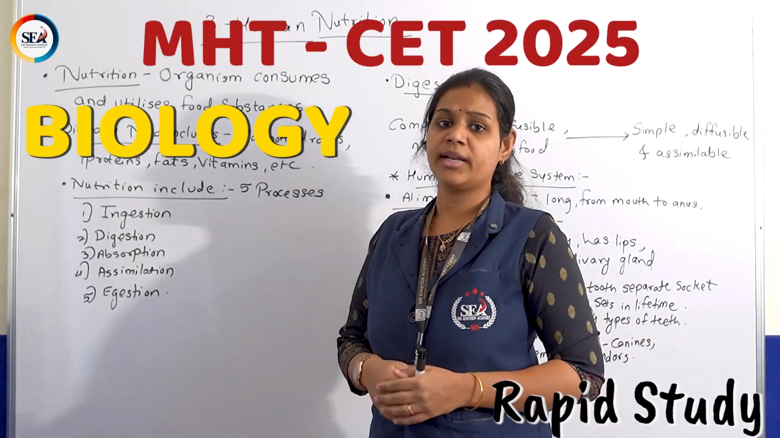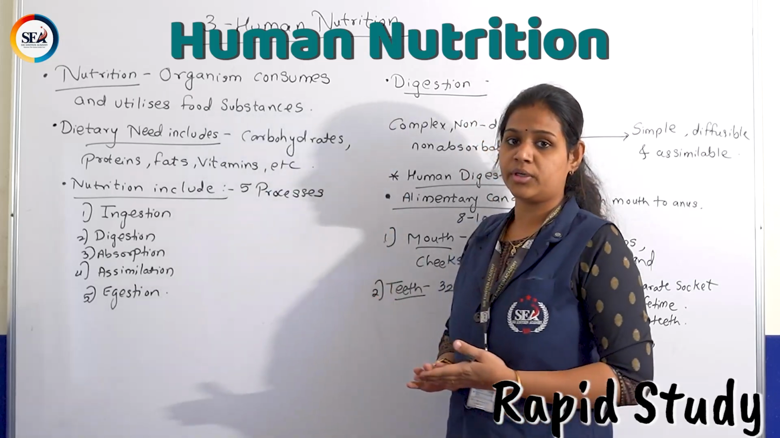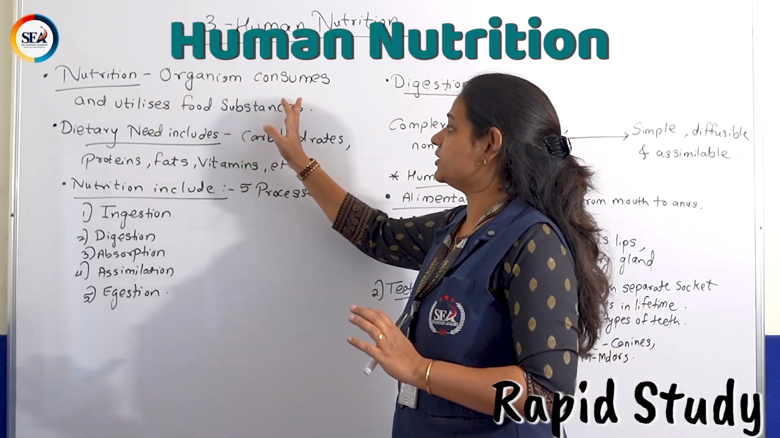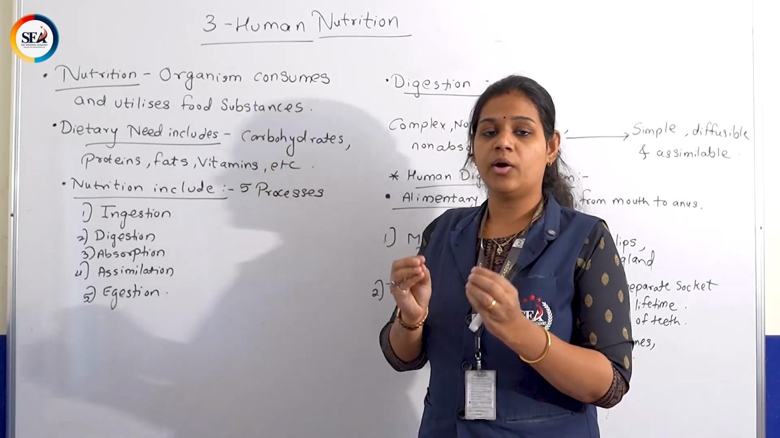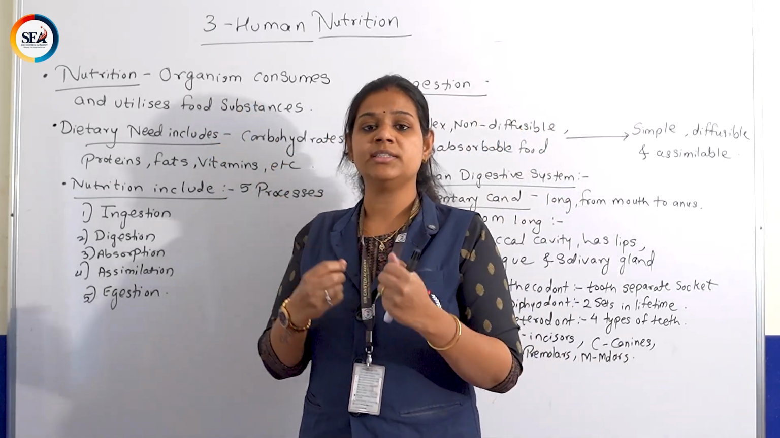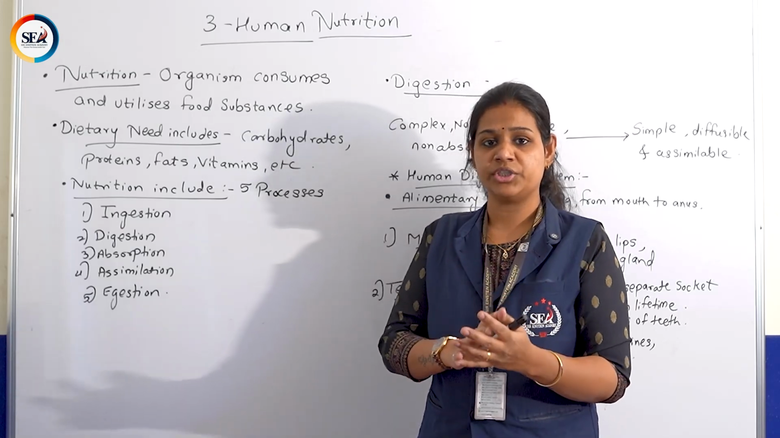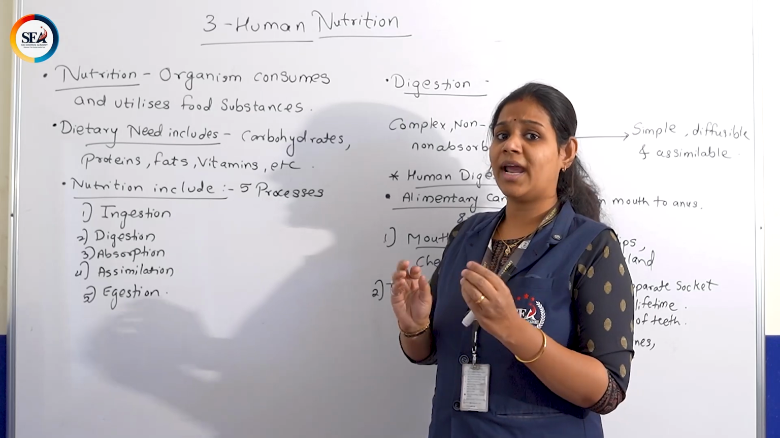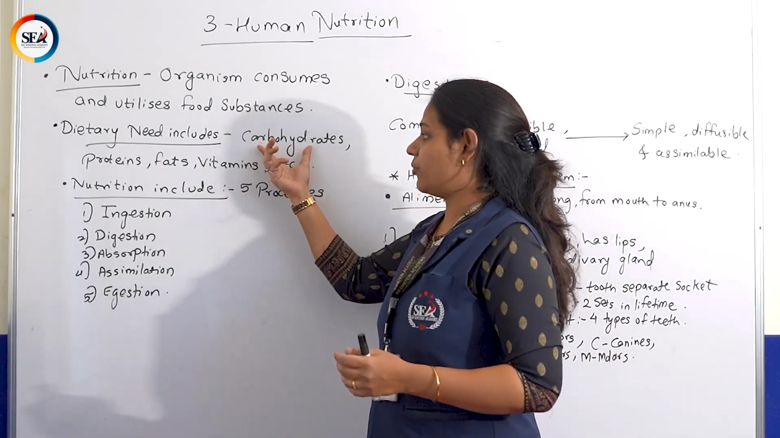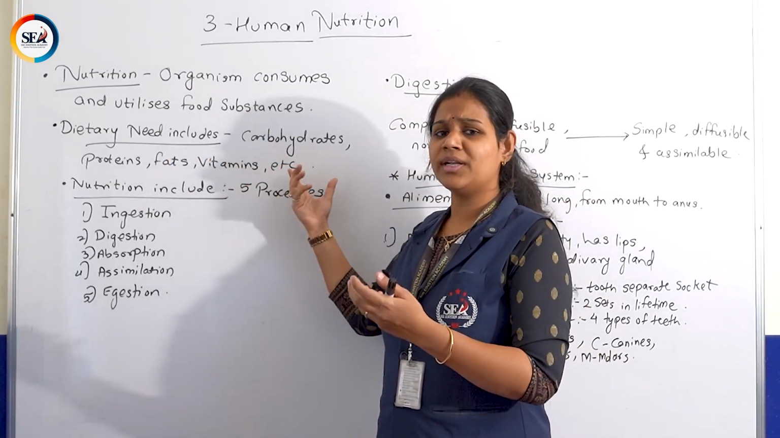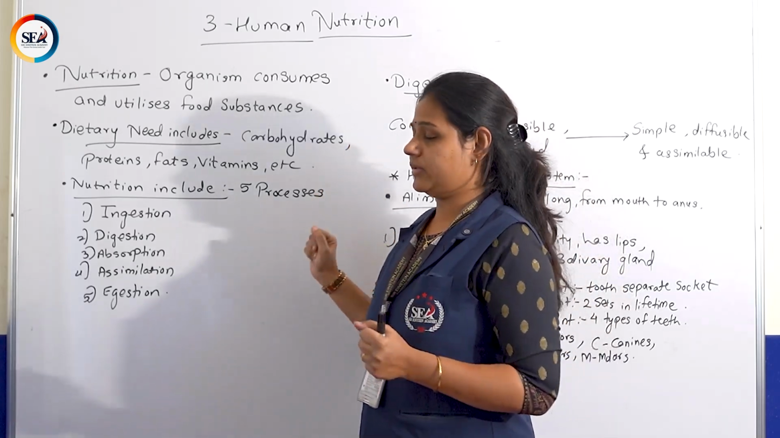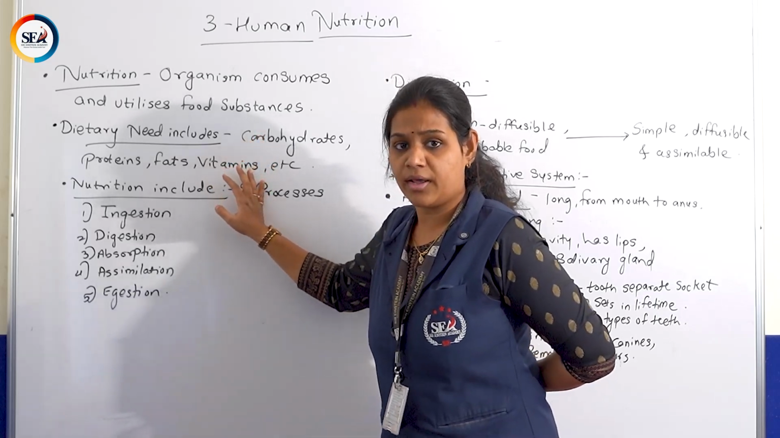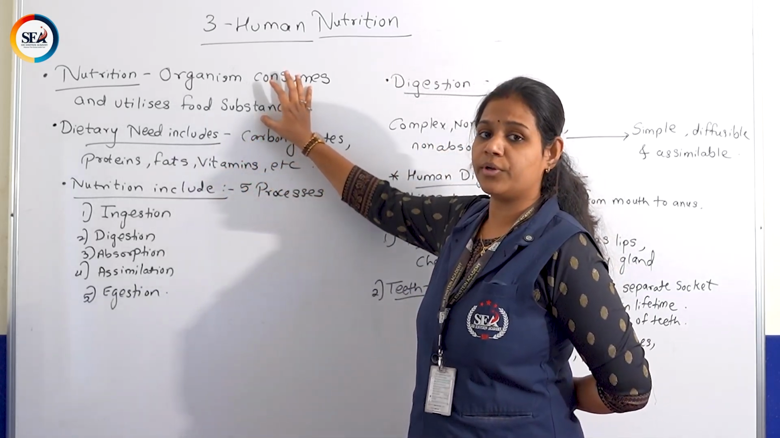We are going to see today in the next topic, which is human nutrition. So basically, what is nutrition? Nutrition is defined as the organism consumes and utilizes food substance. The organisms which eat the food substance and consume it and gain a particular amount of energy, that process is called nutrition. Dietary needs include carbohydrate, protein, fats, vitamins, minerals, etc. There are many dietary needs which are included in our food and we get them through proper nutrition.